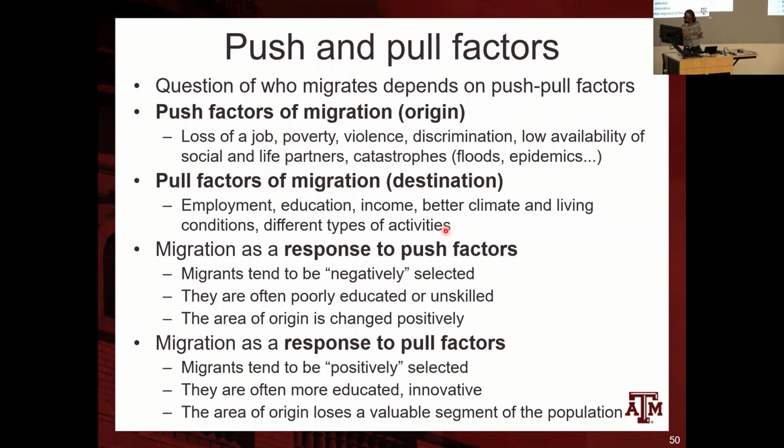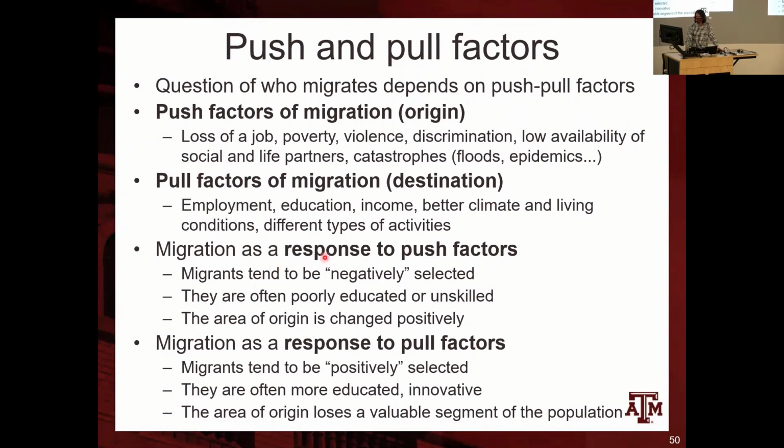Pull factors. What are the good characteristics of areas that attract people? Employment opportunities, education, good levels of earnings, better climate and living conditions. Texas attracts a lot of Americans to move here when they retire. When people move here to Texas, they don't expect to have the experience that we all had last week with the snow and everything. They are looking for exactly better climate conditions, right? Different types of activities that are available to people.